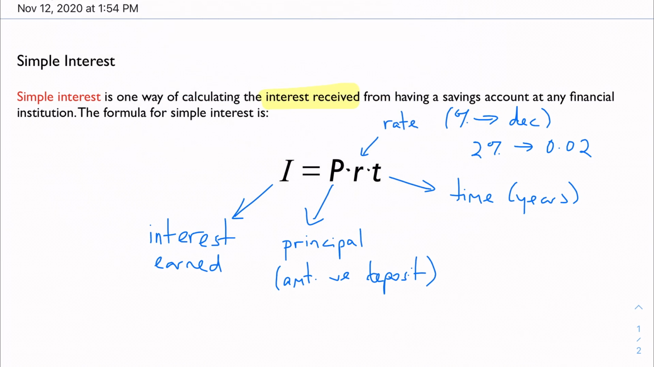And the easiest way for me to catch my students, maybe not trick, but just see if you're paying attention, is that if I tell you that something is sitting there for 6 months, then I don't want to see 6. That's half a year. So I would put 1/2 or 0.5.